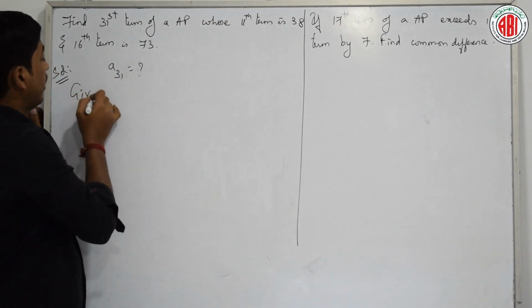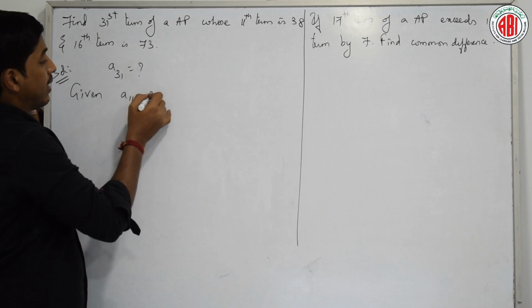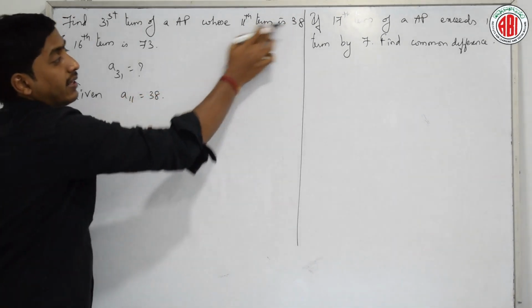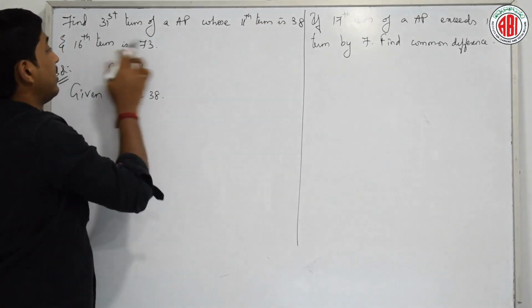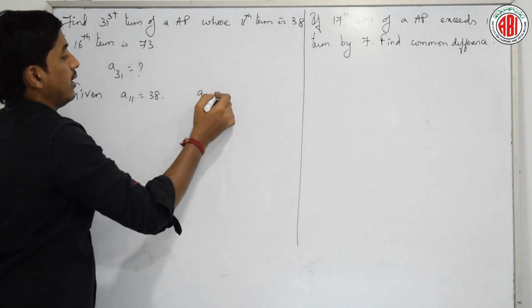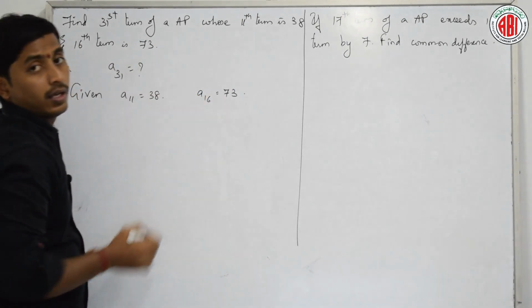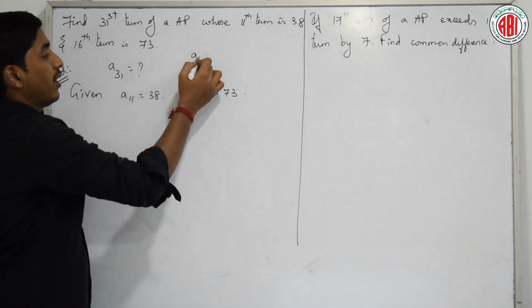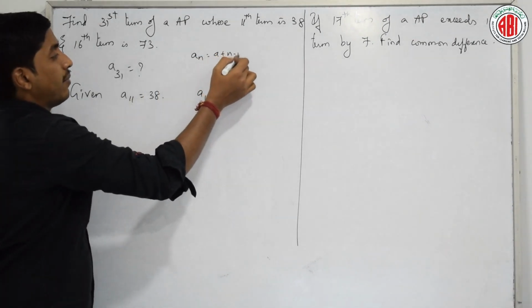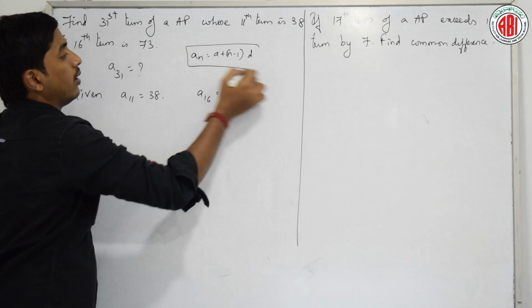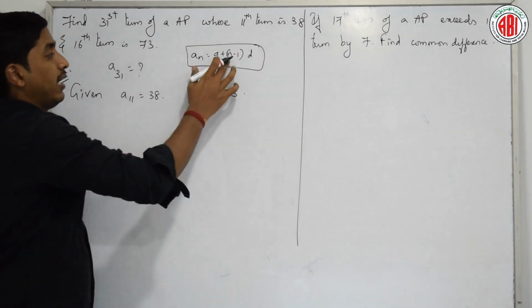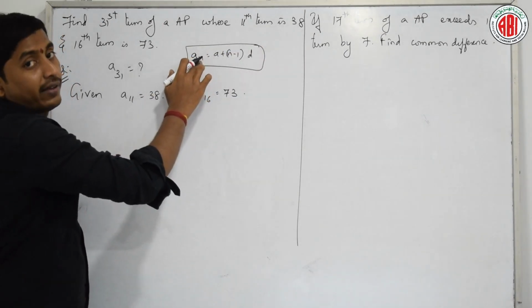Given a11 is 38, he gave the 11th term as 38, and the next a16 is 73. Okay, what is the formula for an? a plus n minus 1 into d. What is n here? n is this term, the suffix.